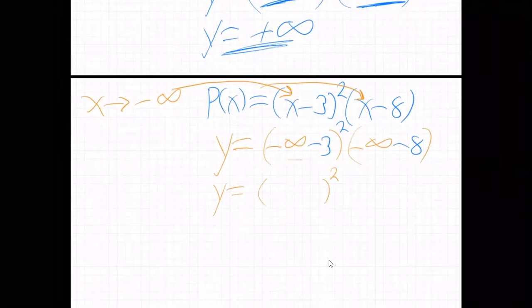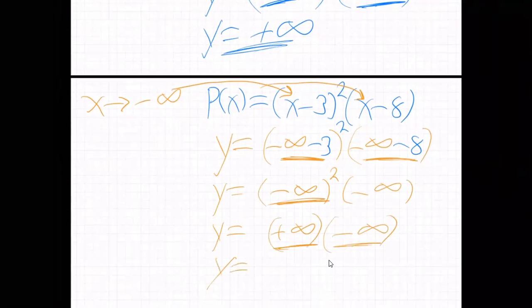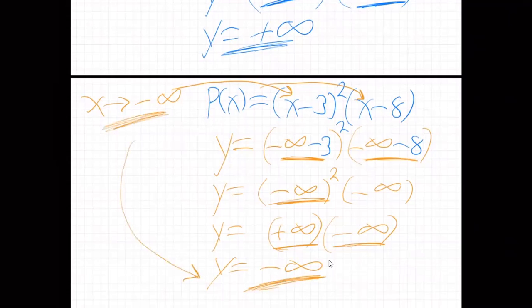So what is negative infinity minus 3? Well, that's just negative infinity, isn't it? And what is negative infinity minus 8? Well, it's still just negative infinity. Okay, and what is negative infinity squared? Well, that's going to be positive infinity, isn't it? And then times the other negative. So positive infinity times negative infinity is negative infinity. There it is. See how I reasoned that out? As X goes to negative infinity, Y is also going to negative infinity.